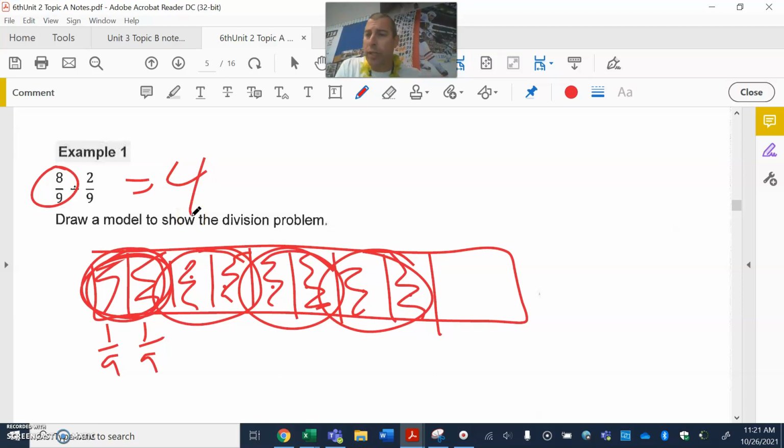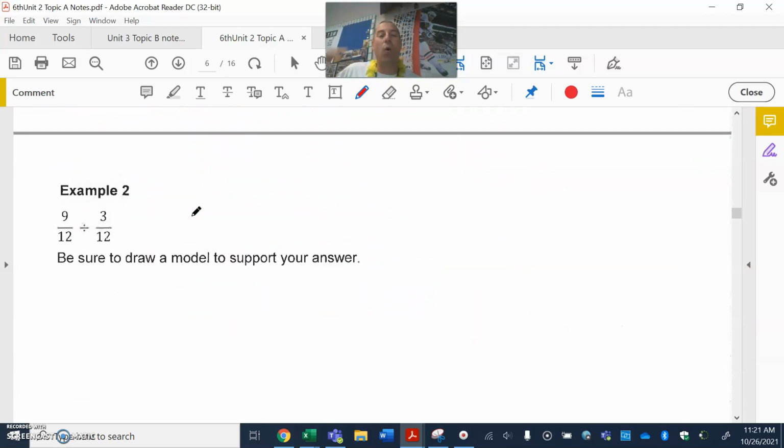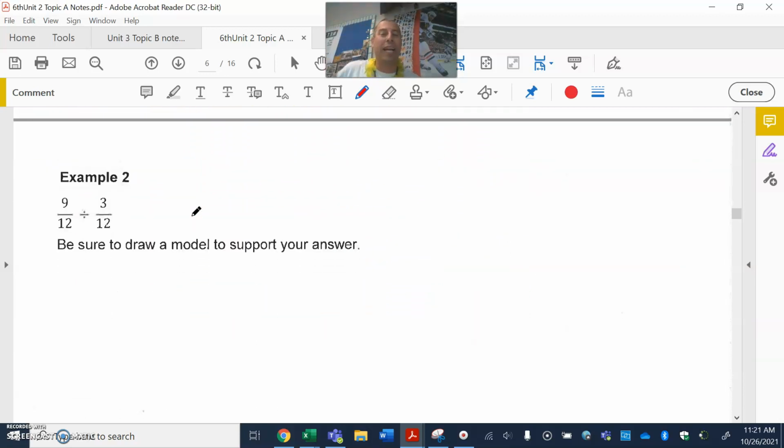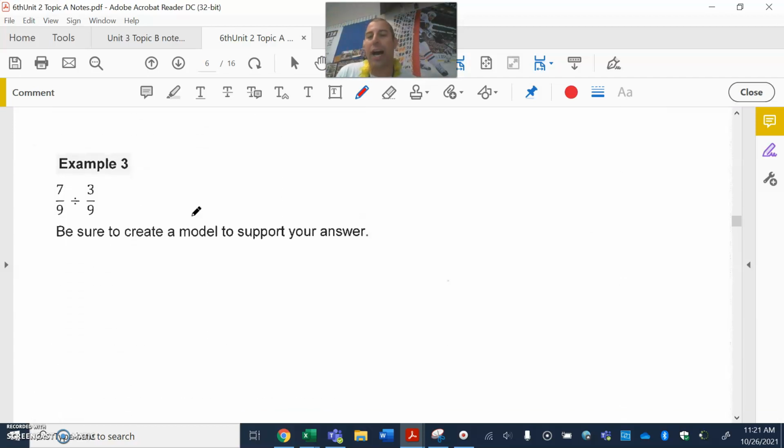The reason why this is important is because a lot of times we see 8 ninths, we see 2 ninths, and we're like, we should get a fraction for an answer. And we're like, whoa, how do we get 4? Well, because it takes 4 groups of 2 ninths to make the 8 ninths that's there. So again, the understanding of how we got a bigger number for an answer, that's why we like our visual that's here. All right, so we're going to skip that one.